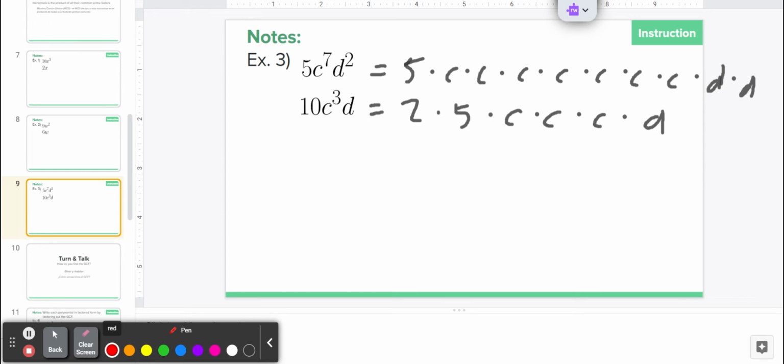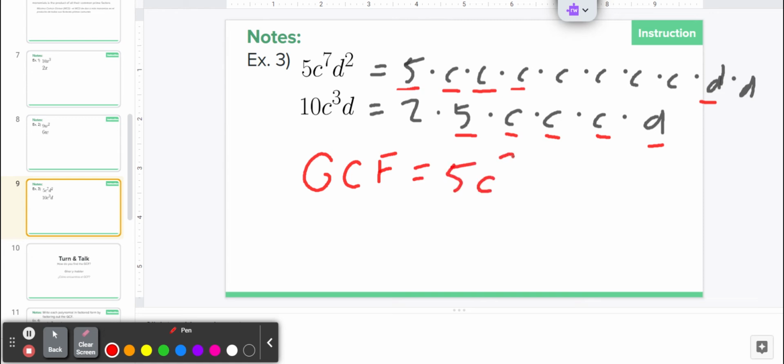So after we have everything expanded out, we can underline the pairs that show up together. So 5 shows up. We have 1 c that shows up, 2 c's that show up, and 3 c's that show up. And we can underline one of our d's from each. Okay. And our greatest common factor here is just going to be a product of all of those. Our greatest common factor is going to be 5 c to the third power times d.